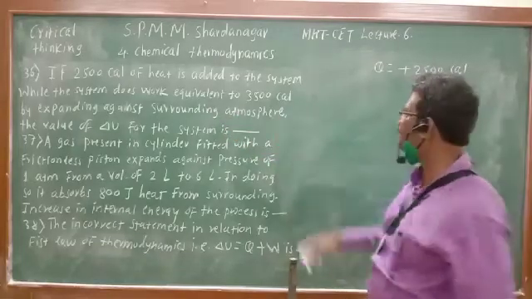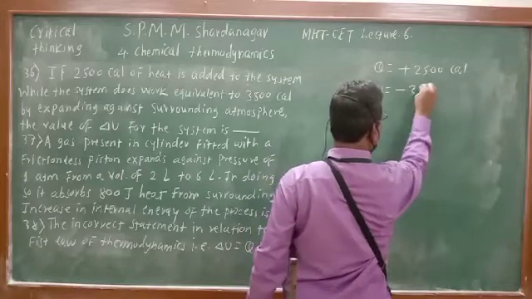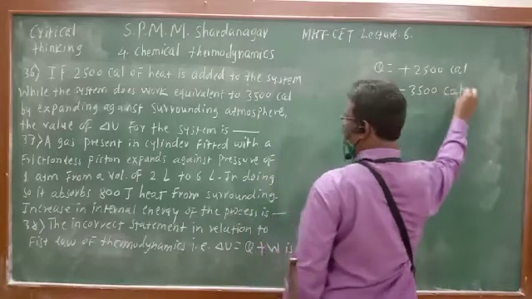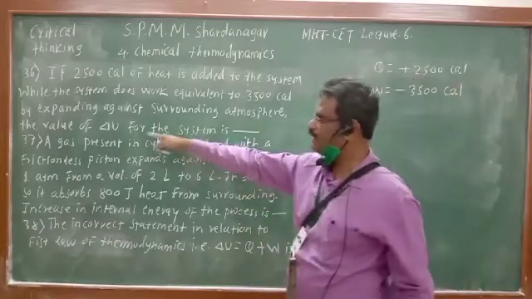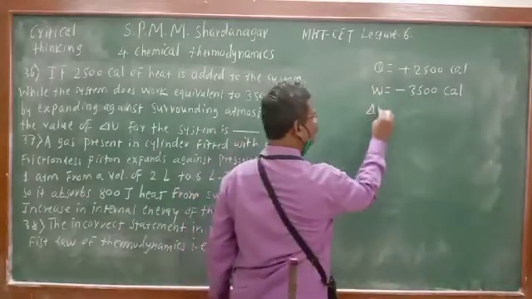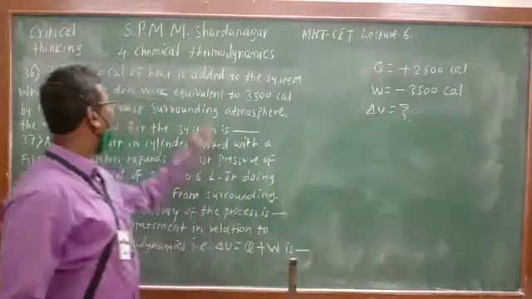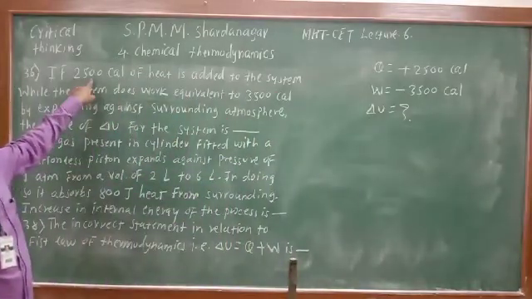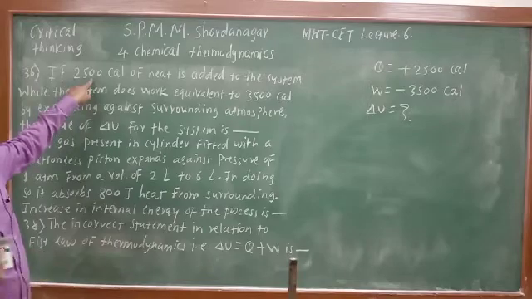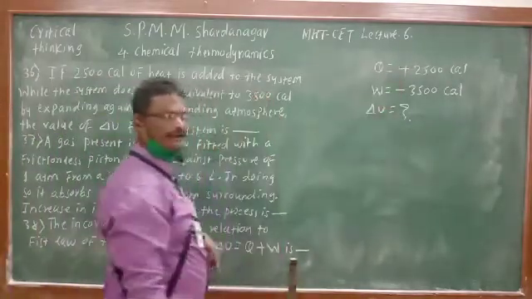it is the work of expansion. So W is nothing but minus 3500 calorie. And simply the value of delta U we have to calculate, according to the first law of thermodynamics. See here, 2500 calorie heat is added, means heat is absorbed, therefore Q is plus 2500.